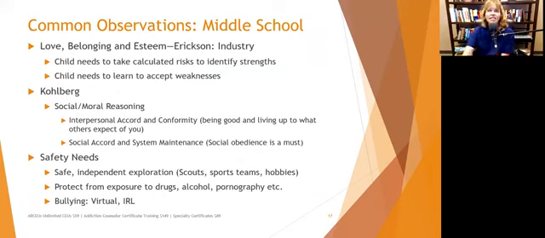In this stage, the child needs to take calculated risks to identify strengths and needs, and to learn to accept weaknesses. And there is so much pressure, even in middle school, on children, and they feel like they're under a microscope, that it's important to provide that unconditional positive regard. With Kohlberg, interpersonal accord and conformity is where a lot of them are still reasoning, being good and living up to what others expect of them. So they want to be good, they want to follow the rules and live up to whatever their social circle expects of them.